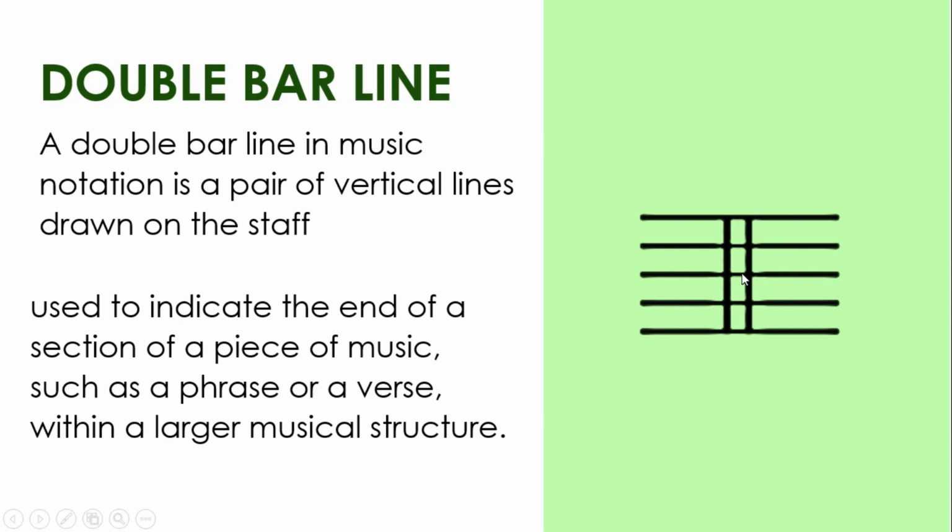So we use this one to say, okay, this section of the music has ended, let's move to the next section of the music. Maybe when you are writing a song and you finish writing the verse, you use the double bar line to separate the verse from another verse, or the chorus from the verse, or a phrase in music from another phrase in music.